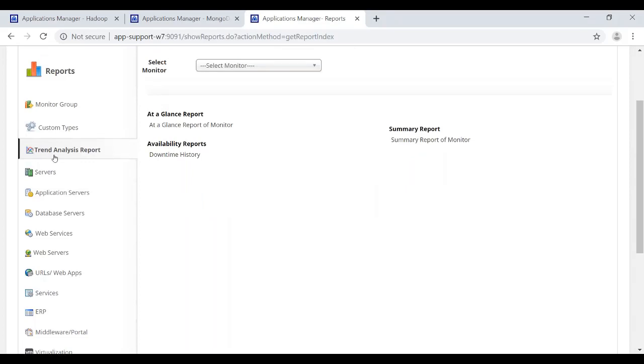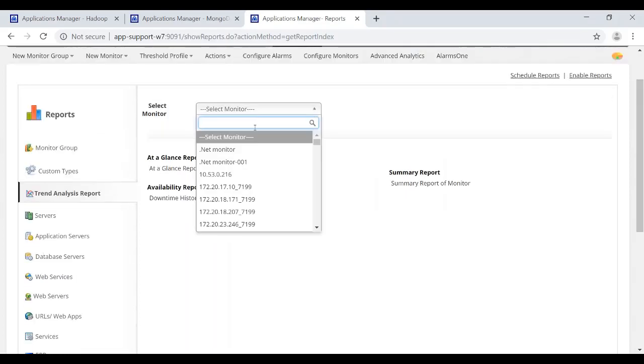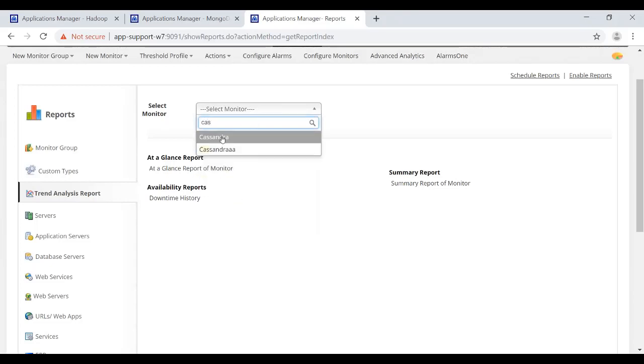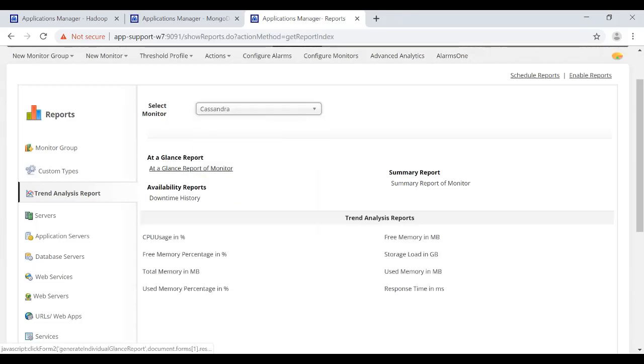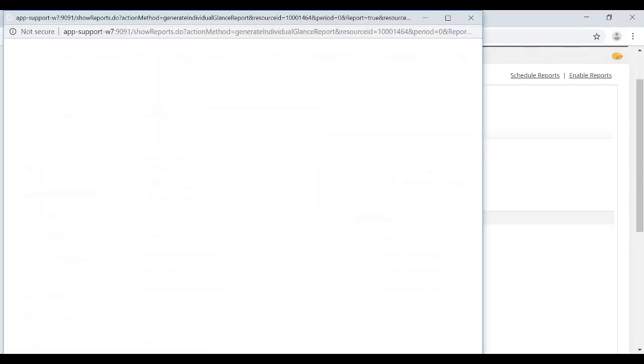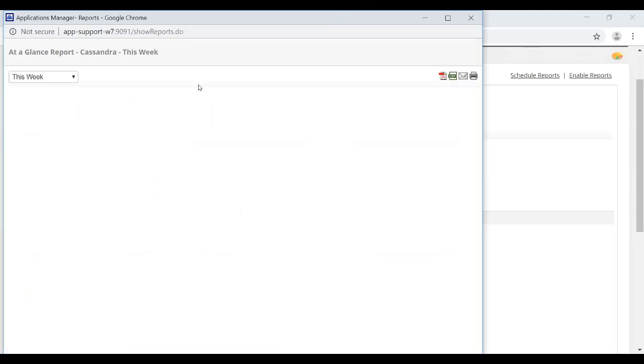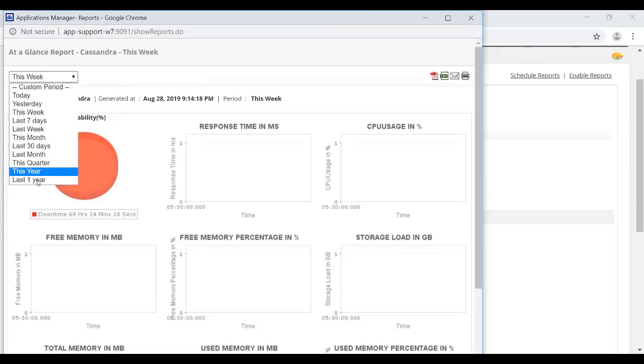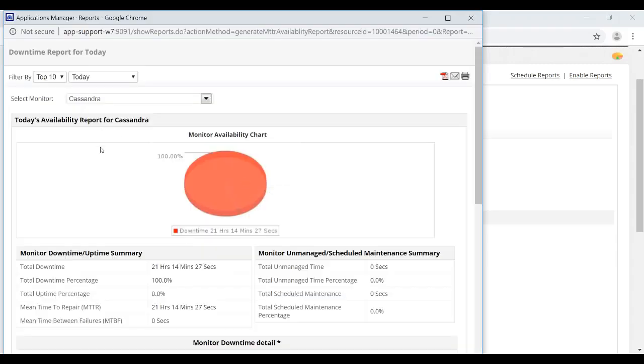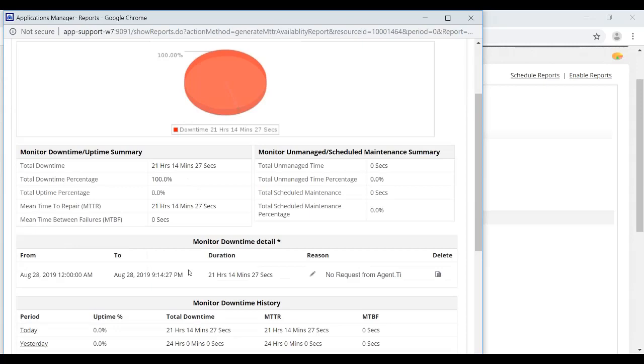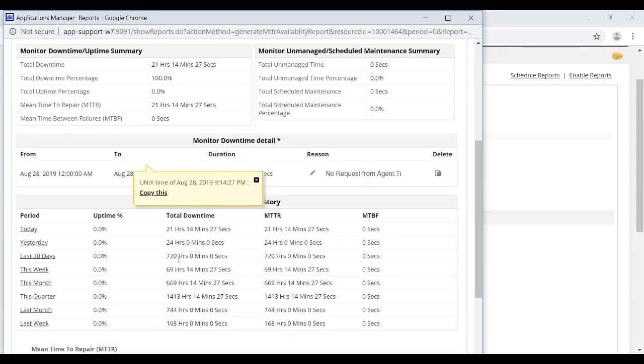I've taken the trend analysis report, and what I'm going to do is maybe take the Cassandra database. So the at a glance report will give us a quick look at the various attributes and their daily performance, or weekly performance, and basically any time period that you would want to see it for. Downtime history will give us the summary of the downtimes that this particular instance of Cassandra has had. This is for today, but of course you can expand this to suit the time frame that you would want.